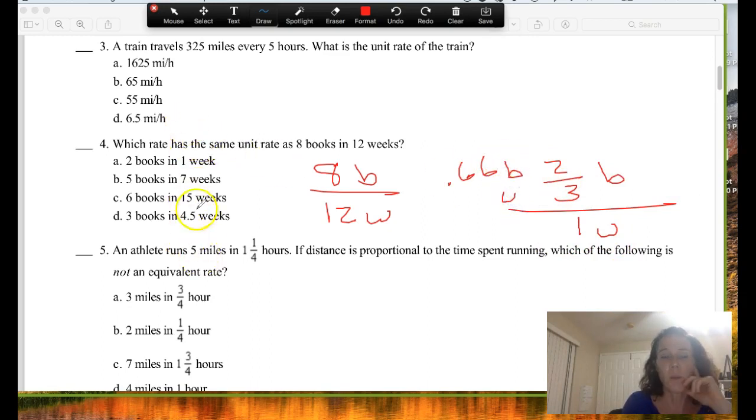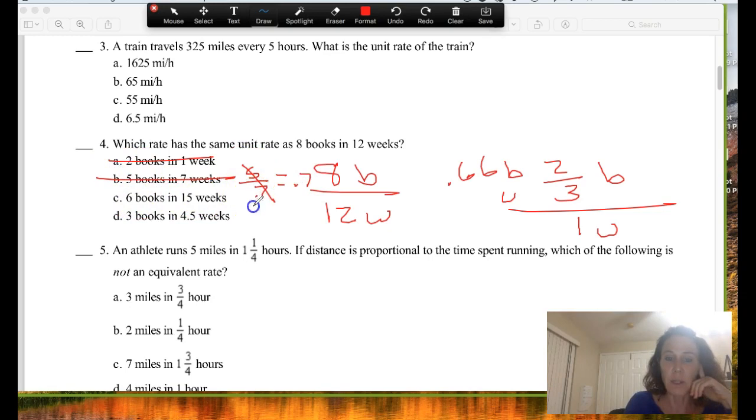So which one of these is that same ratio? 2 books in a week? No, that's not 2/3 of a book in a week. 5 books in 7 weeks? Well, is 5 out of 7 the same ratio as 2/3? Just divide it on a calculator if you're not sure. It's not. It's 0.7. So it's not that one.